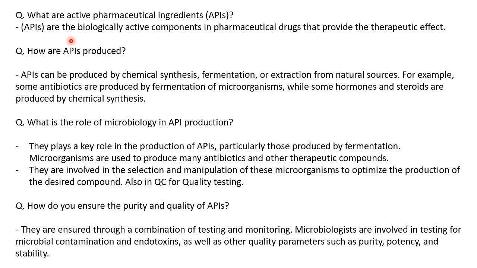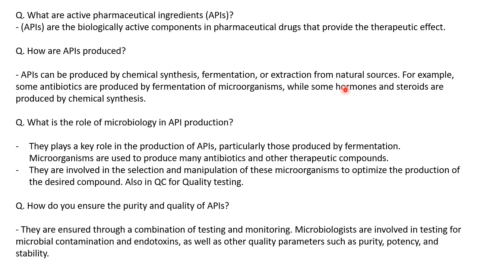You should know what an active pharmaceutical ingredient is. Now, how are APIs produced? This depends on the industry where you are applying. If a particular unit is not working on API production but is using an active pharmaceutical ingredient in drug manufacturing, then you may not get this question. This is not compulsory, but you should know that APIs can be produced by chemical synthesis, fermentation or extraction from natural sources.